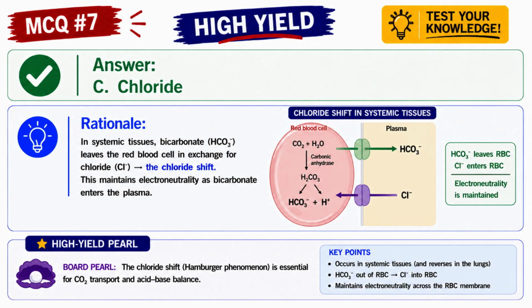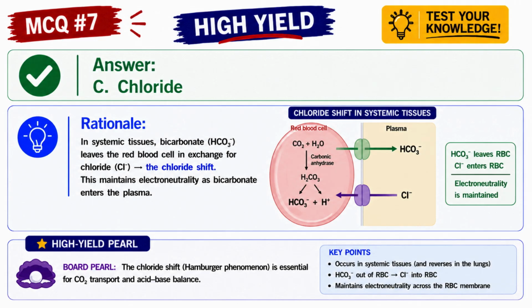The anion exchanger, band 3 protein on the red cell membrane solves this by simultaneously moving one chloride ion in for every bicarbonate ion out. Both are negatively charged anions. One in, one out. Net charge unchanged. Electrical neutrality maintained. This is a 1-for-1 exchange. Chloride in, bicarbonate out. At the lungs, the process reverses exactly.